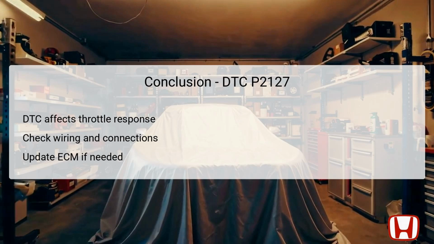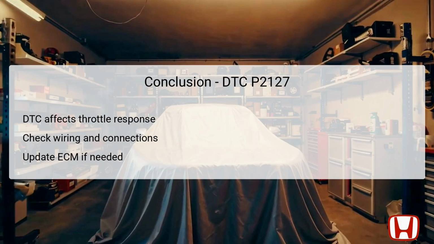In conclusion, DTC P2127 indicates a low voltage condition in the APP sensor B circuit, significantly impacting throttle response and overall driving experience. To address this issue, a systematic troubleshooting approach is needed, including checking all related wiring, making necessary repairs, and updating the ECM software if it is outdated.